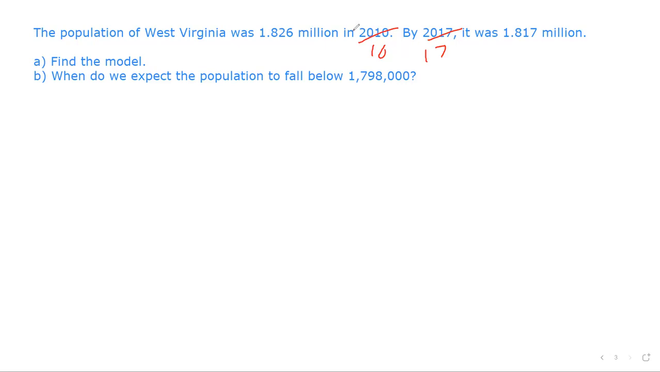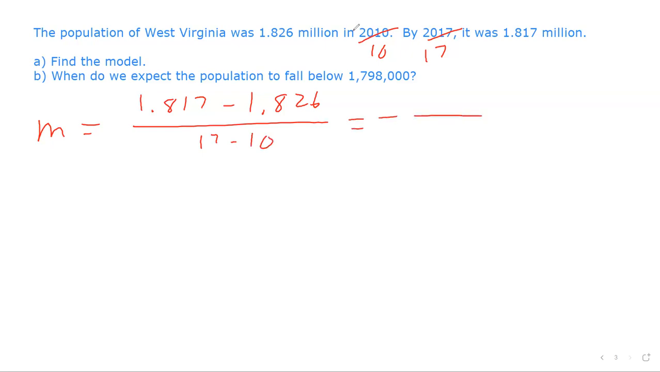So again, we need our independent variable and our dependent variable. Just like before, population will be dependent. And we also have a choice of how we want to write this, that we're going to give our results in millions. So if the answer comes out as a 3, that means 3 million. And then 17 minus 10. So notice that this is a negative result that we get here.